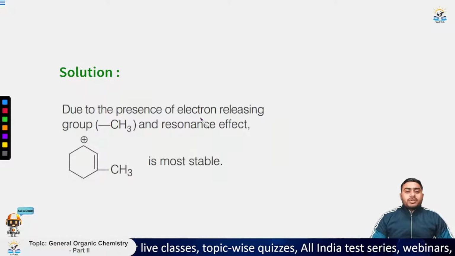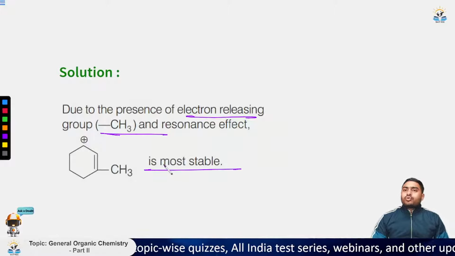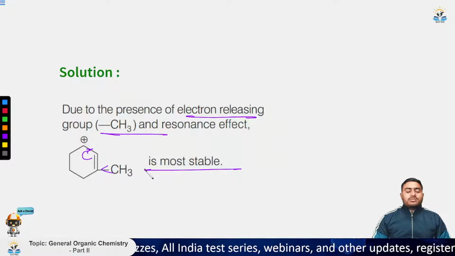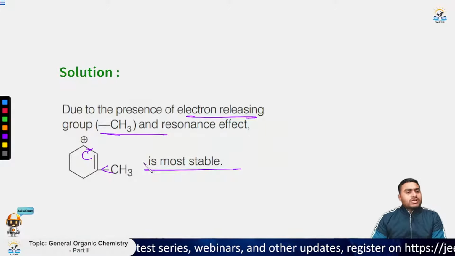Due to the presence of the electron releasing, donating group CH3 and resonance effect, this is more stable. The positive comes here and this positive can be stabilized by this CH3 due to its electron releasing nature.